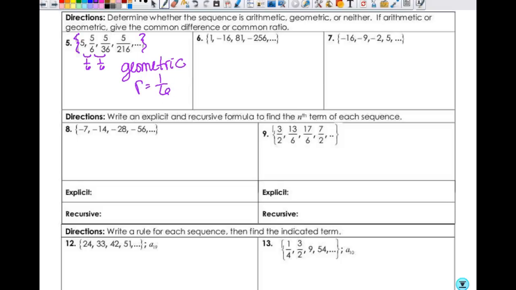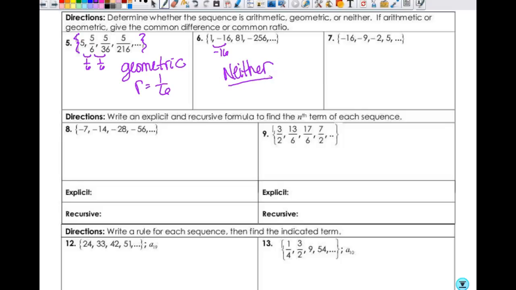All right, so number 6 here. Since the signs are alternating, it cannot be arithmetic. It would have to be geometric in order for the signs to switch, because we'd have to be multiplying by a negative, which will flip the signs back and forth. Well, 1 times negative 16 is negative 16, and negative 16 times what is 81? Well, it's definitely not 16. And if I did 81 over negative 16, it's going to be different than negative 16 over 1, so it doesn't even really matter what that number is. This has to be neither.